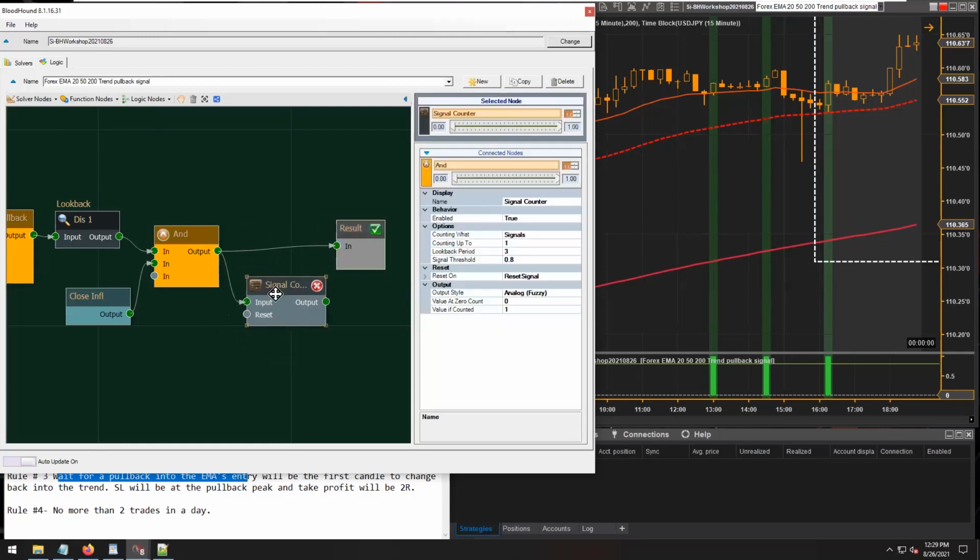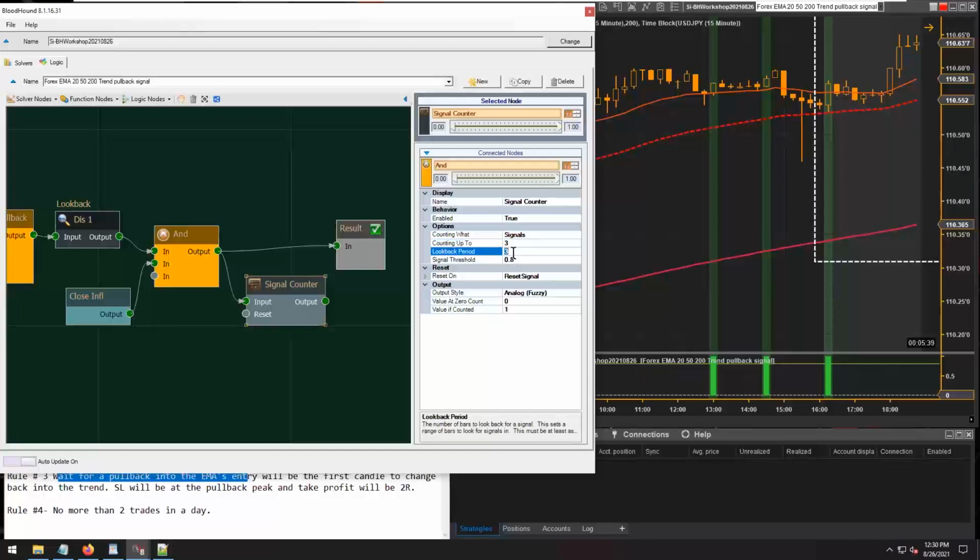I'm going to plug that into here. With the signal counter, it's actually counting signals, but we're using the signal counter in an opposite manner, in that we're using it to actually block signals. So we want to block when we get to the 3rd signal. We want to allow the first 2 through, and if there's a 3rd one, we want to now block the signals. So we're going to count up to 3.